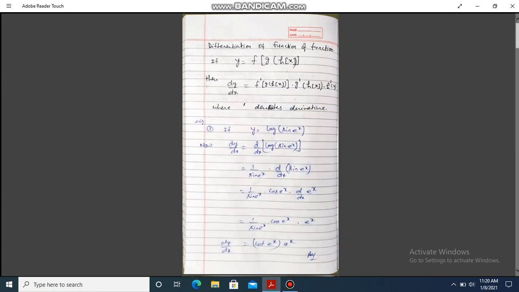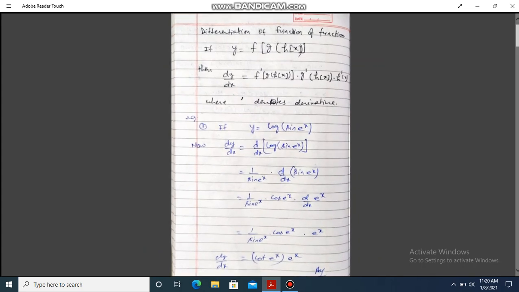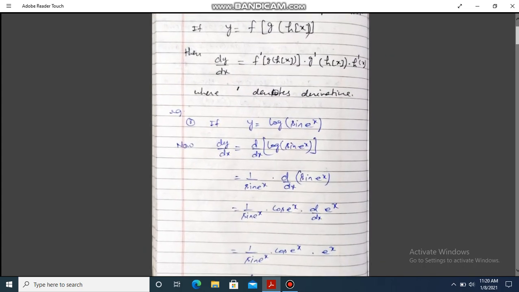So today we are going to discuss this differentiation of functions of functions. And on your screen you are watching, suppose we are given a function y is equal to f of g of h of x. Means there are three functions inside y: f, g and h. So if we are going to differentiate this y with respect to x, then we have to use the chain rule.